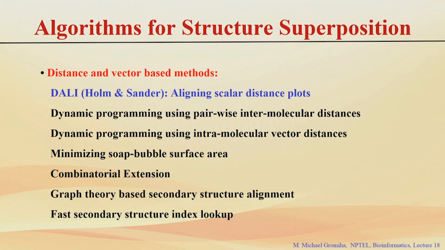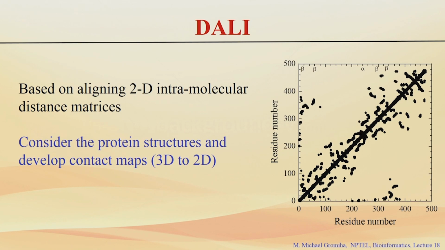There are various methods to align structures, for example, distance based methods and vector based methods. I will explain briefly one method called DALI, distance matrix alignment developed by Holm and Sander. It is mainly based on contact maps. We discussed contact maps, a representation of the 3D structure information in 2D form. So we get these contact maps and compare how similar they are.